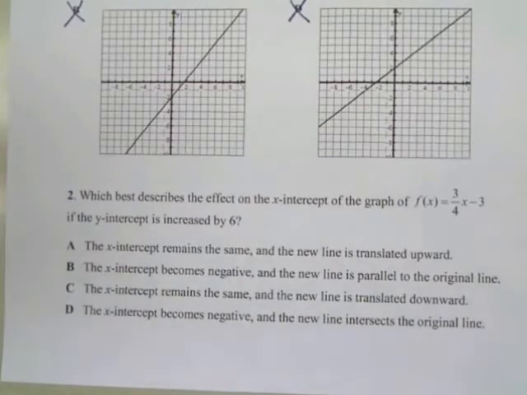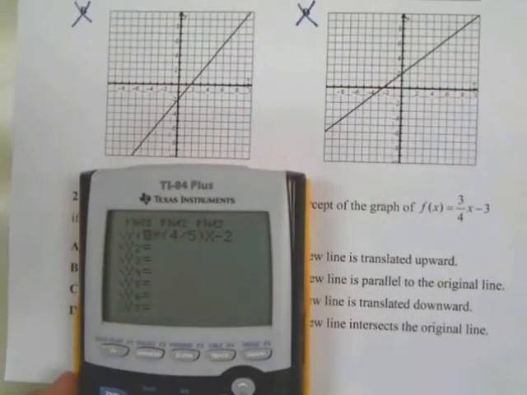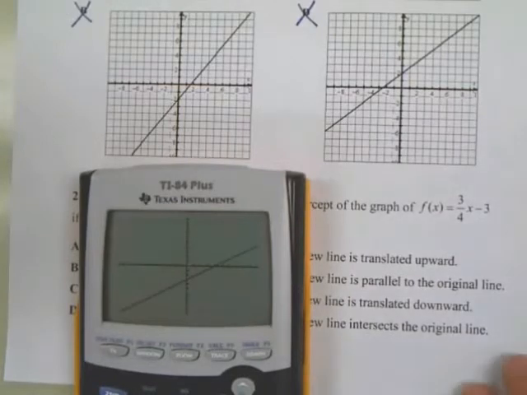Question 2. Which best describes the effect on the x-intercept of the graph of f of x equals 3/4 x minus 3 if the y-intercept is increased by 6? So to look at the original graph, we'll be looking at 3/4 x minus 3. That shows us the original line.